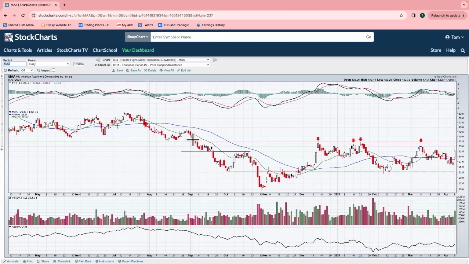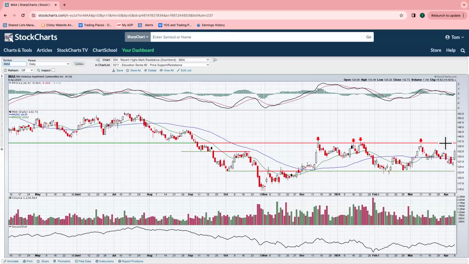I also pointed this one out. When we went down, we broke below all these prior lows. We established a low, bounced for a couple of days, came back down, double bottom, bounced again, and then broke down. Once we set a bottom here and started moving up, where did we fail? At that prior breakdown. So again, this chart is showing us broken support becoming resistance, and it's also showing us recent highs marking resistance during an overall downtrend.